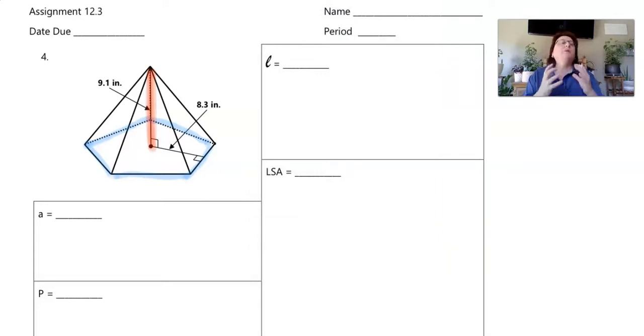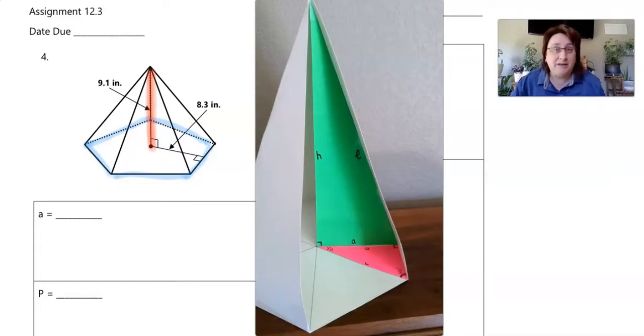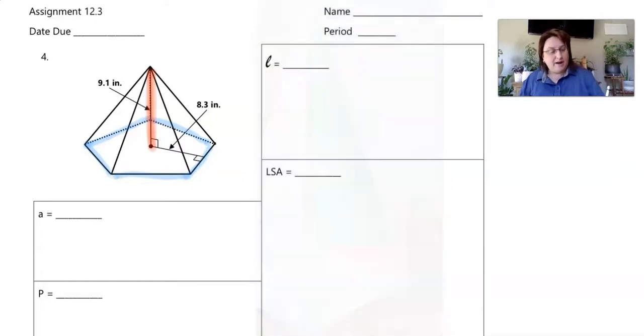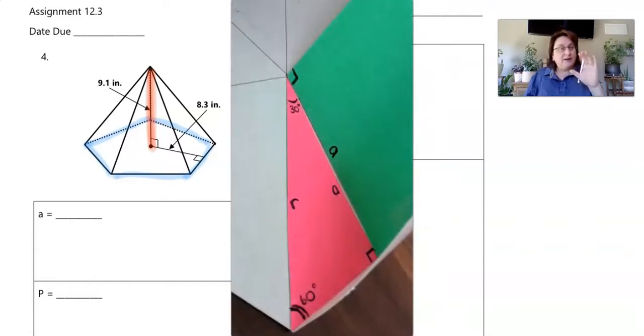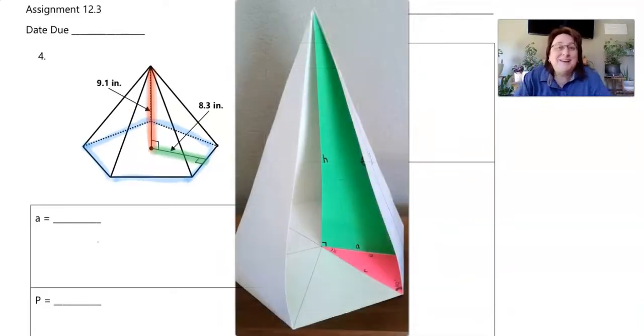Yeah, the 9.1 is the height, the H, the height of the pyramid, isn't it? Okay, all right, well then let me put up a picture again. What about the 8.3 down here that I just highlighted in green? The 8.3, what part does that represent? Yeah, the 8.3, guys, that's our apothem, isn't it?